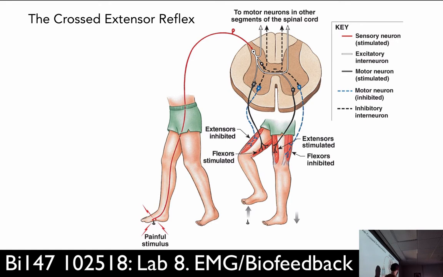You can see here that this guy steps on a Lego, and the extensor is inhibited, the flexor gets engaged, but the opposite pattern happens on this side, all right? Because if you're jumping up with this foot, you need to be pushing down with this foot so you don't fall, right? You can have quite complicated patterns of inhibition and engagement.